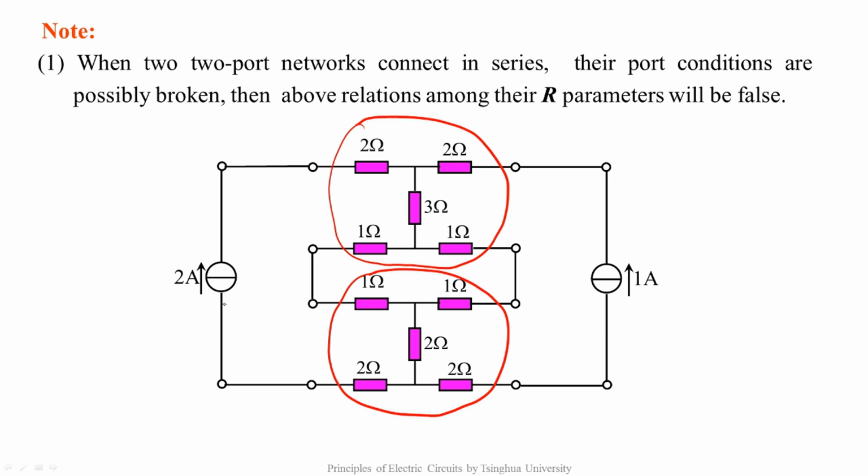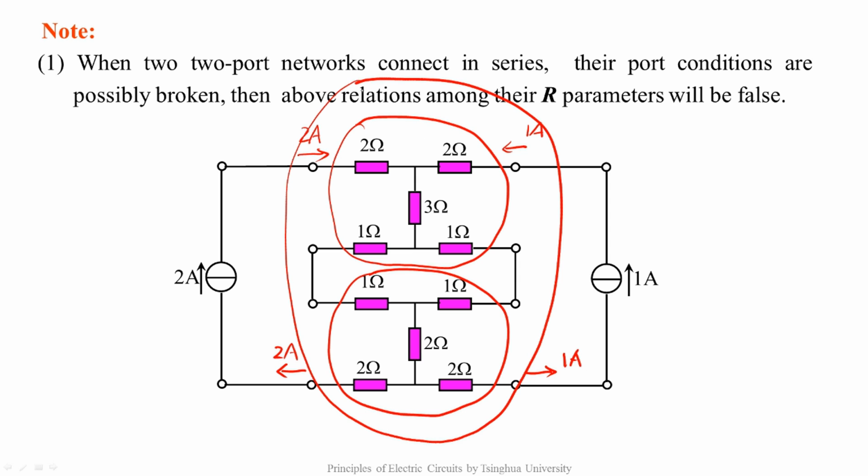After the series connection, assume two current sources are connected to these two ports now. The current through this branch should be 2 ampere, and the current flowing in is 1 ampere. The current flowing out here is 2 amperes. The current flowing in is 1 ampere. In other words, the port conditions of the composite two-port network is satisfied.